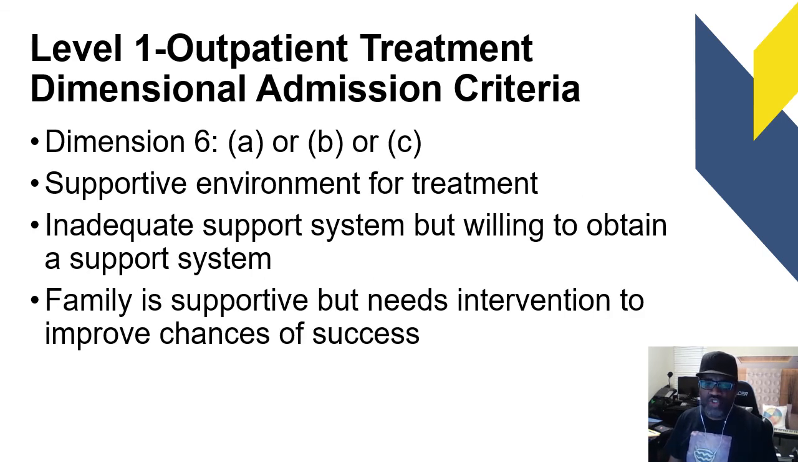Level 1, outpatient treatment, dimensional admission criteria, Dimension 6, A or B or C. Supportive environment for treatment, or inadequate support system but willing to obtain a support system, or family is supportive but needs intervention to improve chances of success.